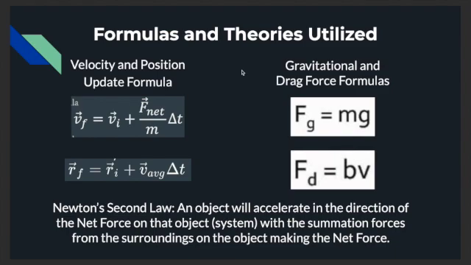Now, the velocity and position update formulas are most utilized for the model data, while the gravitational and drag force formulas are both used for the model data and for the real-life observed motion. The theory that is most essentially related to all this is Newton's second law, which essentially states an object will accelerate in the direction of its F net force, which will further explain why an object will reach terminal velocity, where there is no F net. We should now move to the tracker data, which will show our observed motion.